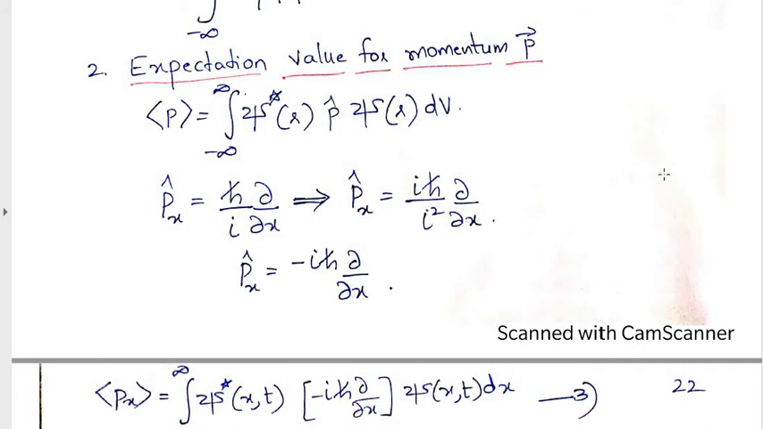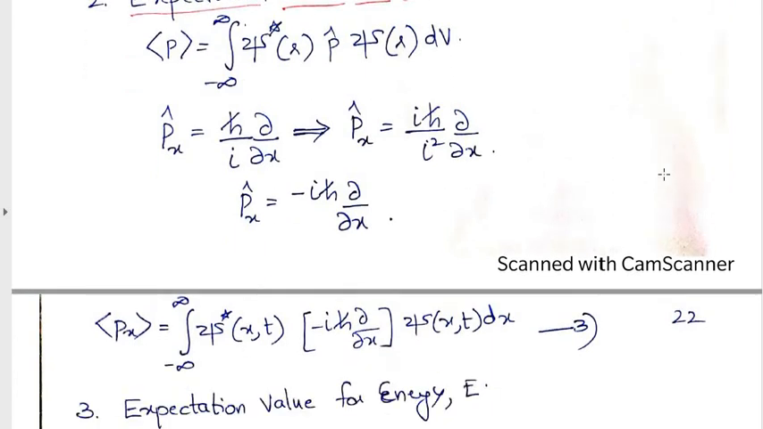Likewise, it can be simplified by multiplying the numerator and the denominator by i. It becomes i h bar by i square del by del x. Then we have i square equal to minus 1. So therefore we will have the Px operator, that is Px cap, equal to minus i h bar into del by del x.